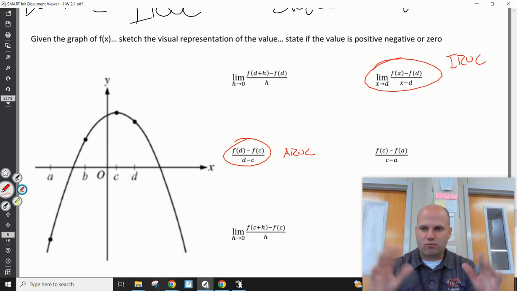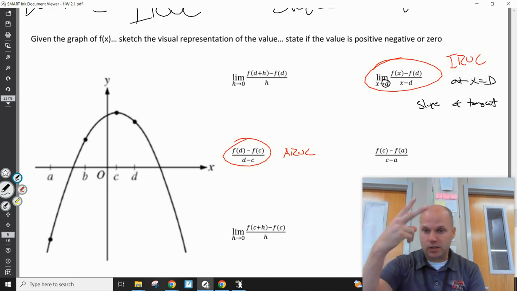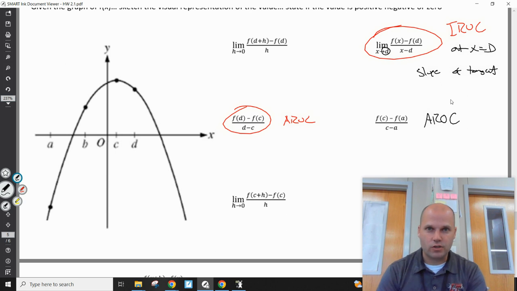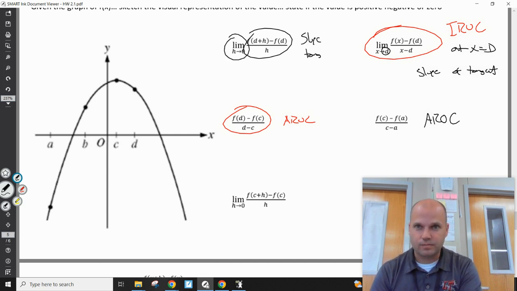Now, it's really tricky to see it because I'm using letters, but you can kind of see, this is a slope focusing on D, the location D. This is at x equals D. This is a slope of a tangent because we married a limit and a slope formula. There is no limit here. So this is just a slope of a secant. This is an average rate of change. Oh, this is a marriage of a limit and a slope formula. This is a slope formula. This is a limit. This is slope of a tangent.